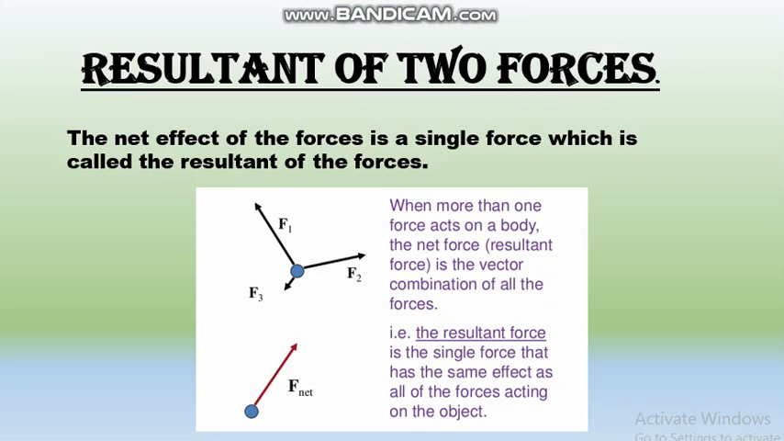Resultant of forces. The net effect of the forces is a single force which is called the resultant of the forces. It means a single force that gives the combined effect of all forces is called the resultant force. When more than one force acts on a body, the net force is the vector combination of all forces. See, it's F1, F2, F3. It is the resultant of all vectors. Okay, students?